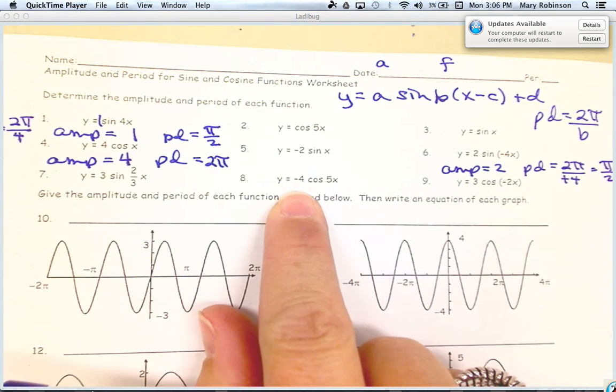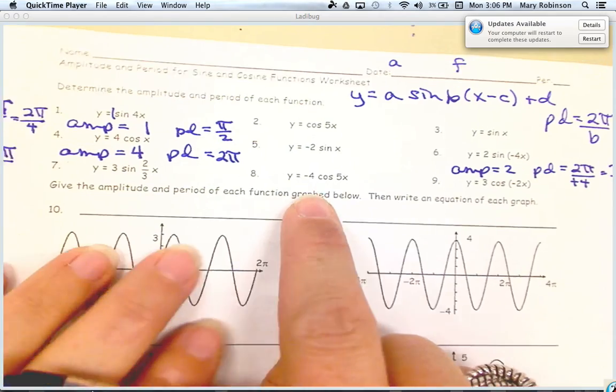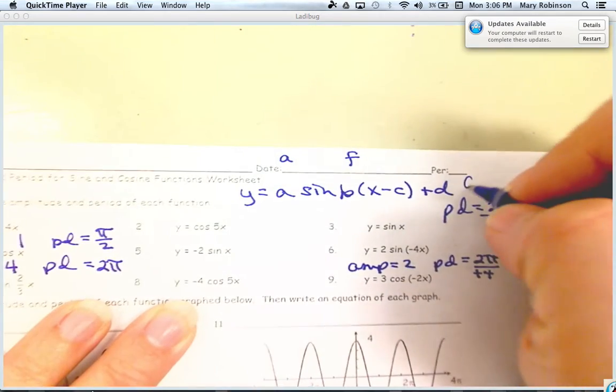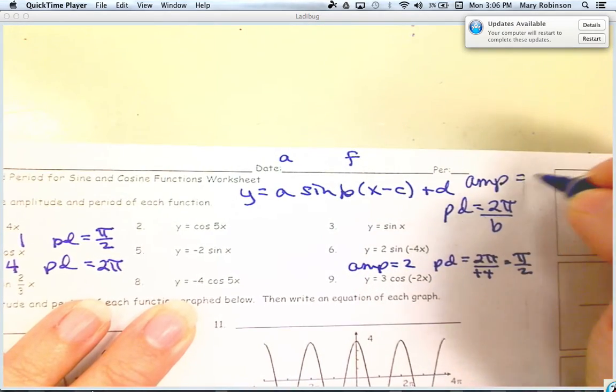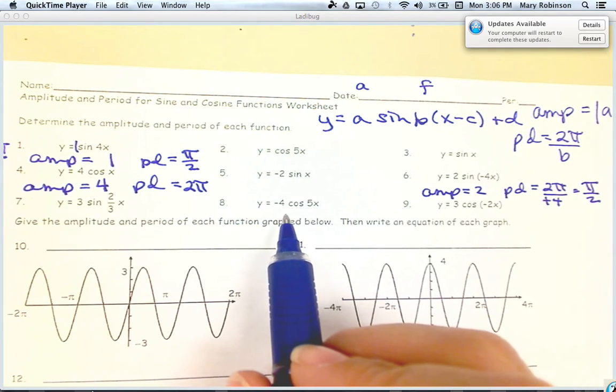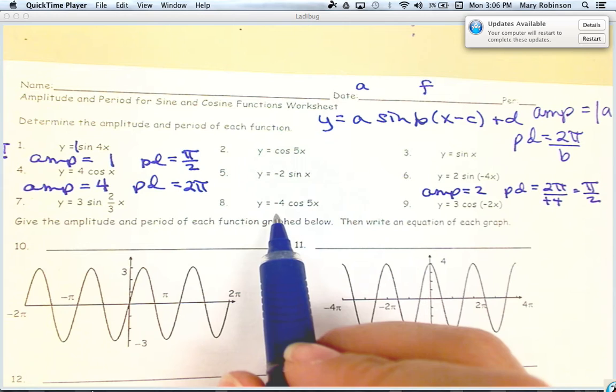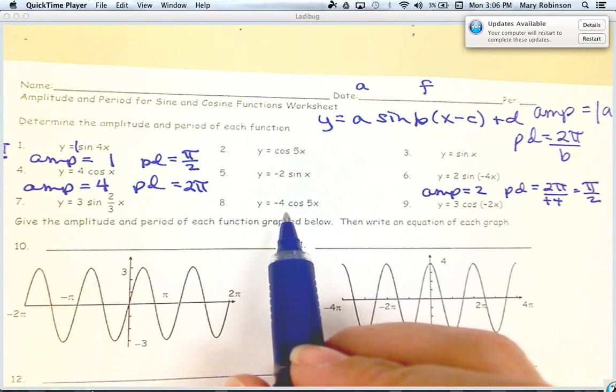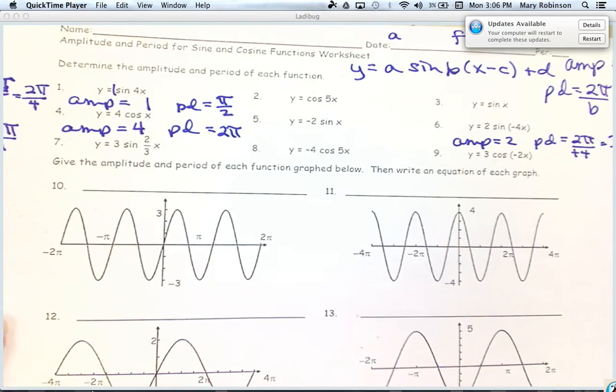And for right here, remember absolute value of A is your amplitude. So even though your A value is negative 4, the negative just means it's going to be vertically reflected, but your amplitude is 4. All right, so let's talk about number 10 next.